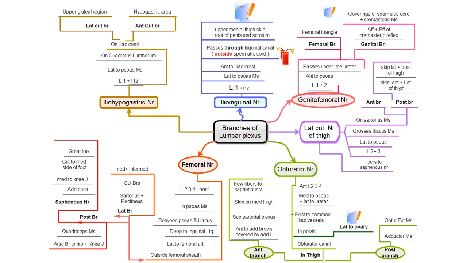Now let's look at the basic knowledge of the iliohypogastric nerve. The first lumbar anterior division will sometimes receive a few fibers from the subcostal nerve, and as it comes laterally from the lateral border of the psoas major, it divides into two branches, the iliohypogastric and ilioinguinal.